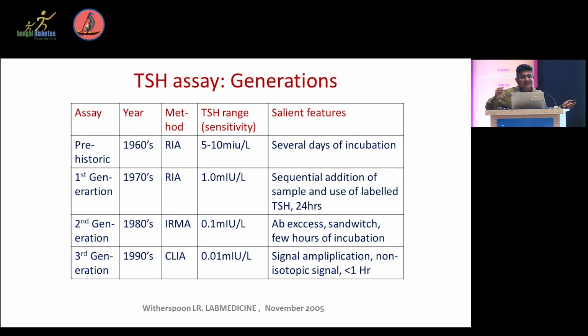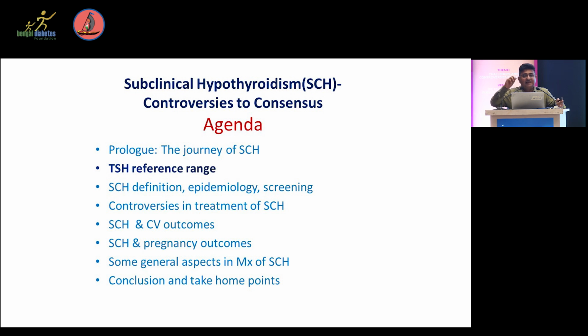So the TSH assays have been changing. You can see here, initially the lowest limit of detection was 5, and now we have 0.01 with chemiluminescence assays, very sensitive and with high precision. And because of this low detection limit, we can now exactly identify the TSH level in a lot of people, and that leads to a diagnosis of subclinical hypothyroidism.